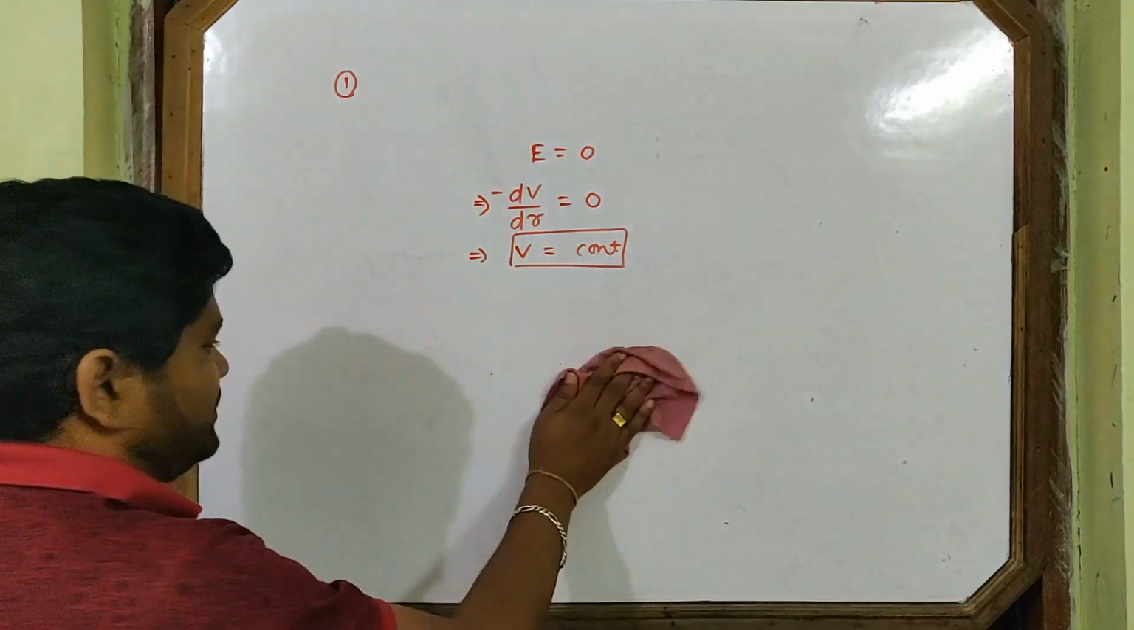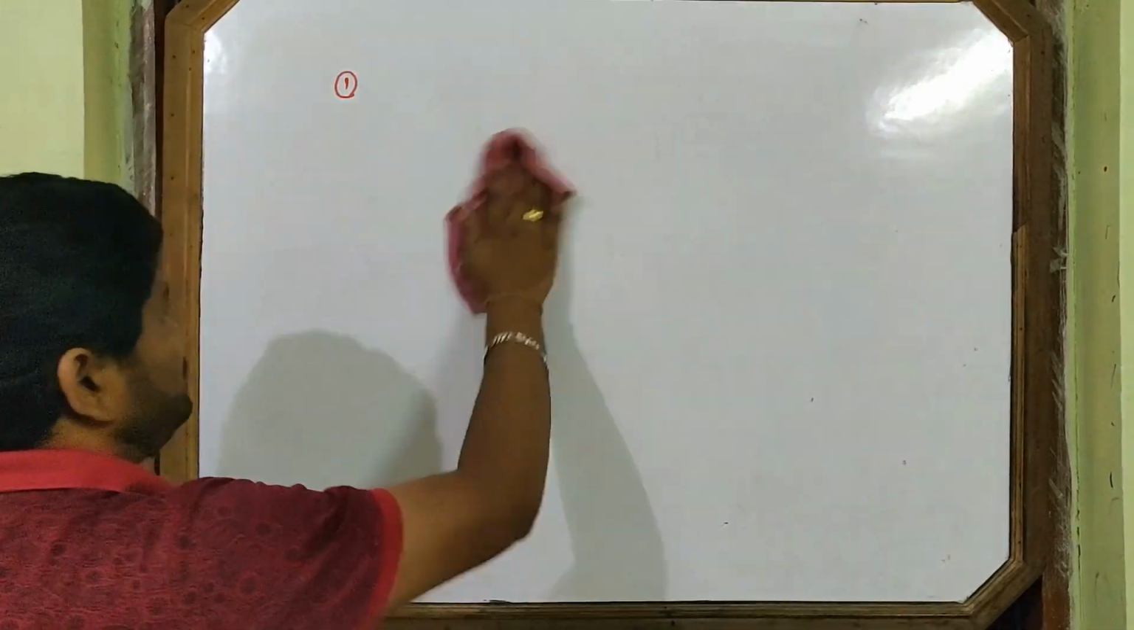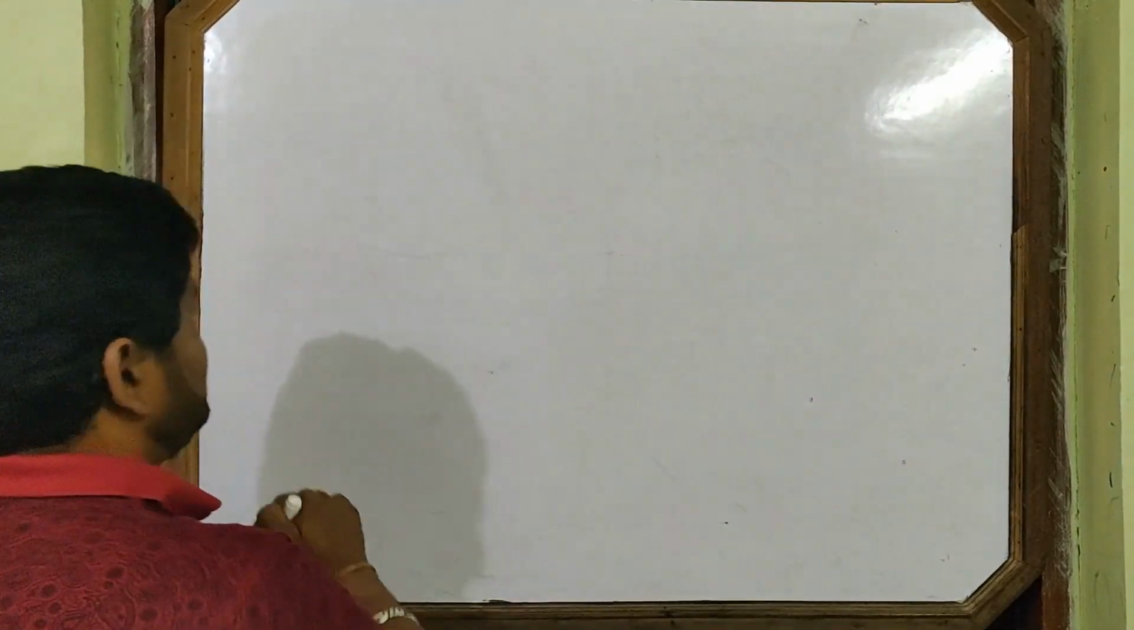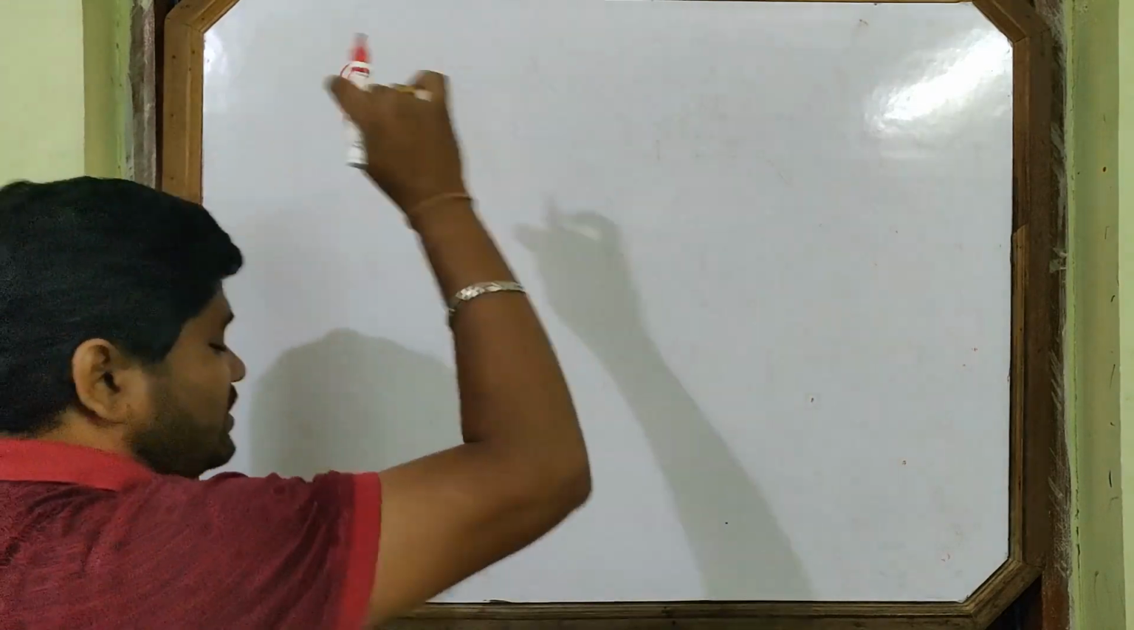Then we will go to the fourth point. What is the fourth point? The surface behaves like an equipotential surface, I told you that as the third point. Now we'll discuss the fourth point: electric field lines meet the surface of the conductor at 90 degrees, or electric field intensity is perpendicular to the surface of the conductor.